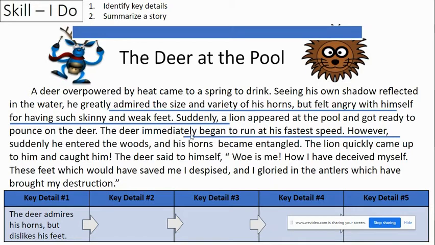So the deer immediately began to run faster and faster. However, he suddenly entered the woods and became entangled. So there's our problem. The deer runs into danger. That'll be our key detail number 2. The deer's horns became entangled. So there we have another piece of evidence or key detail.